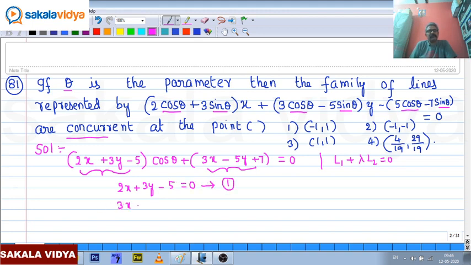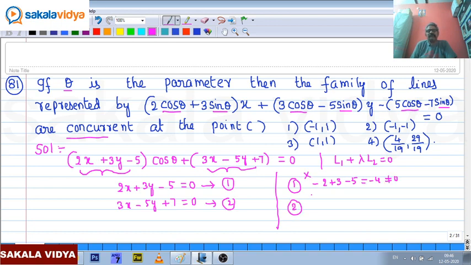Second one is 3x minus 5y plus 7 is equal to 0. This is 2. You can verify the options. First option, substitute in first equation. What do you get now? Minus 2 plus 3 minus 5. 3 minus 2 is 1, minus 4. So minus 4 does not equal 0. So first option is incorrect.